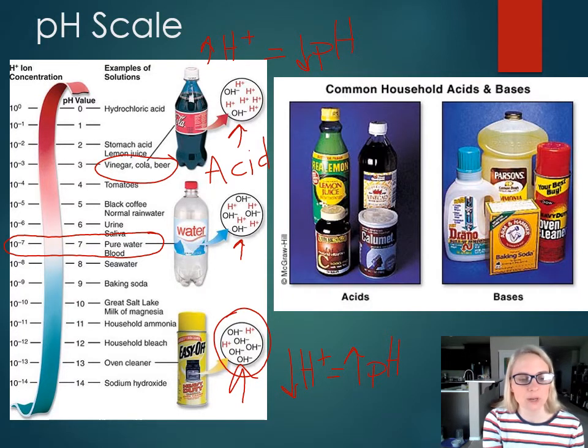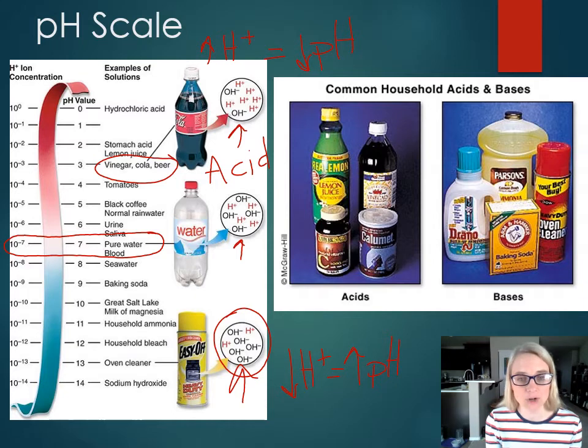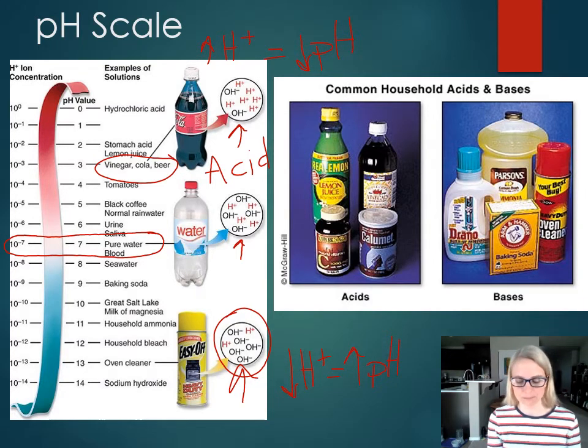So we can see some examples. Seawater is a little bit alkaline, then baking soda, ammonia, bleach, oven cleaner. Sodium hydroxide is a really powerful base. In that case, we have a lot fewer hydrogen ions and a lot more hydroxide ions. And then here I just have some pictures of some common household acids and bases. You may have these in your home, and that is their characteristic based on their concentration of hydrogen ions or their ability to release hydrogen ions, which is an acid, or absorb hydrogen ions, which is a base.